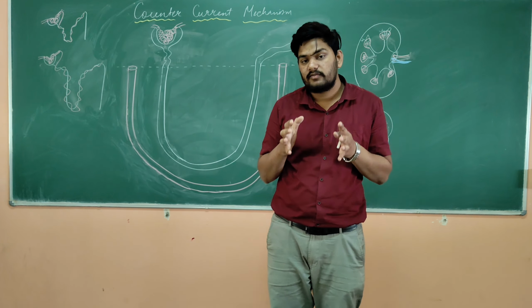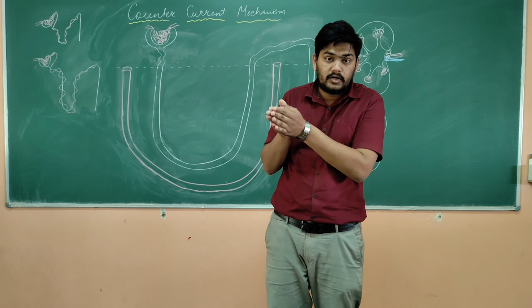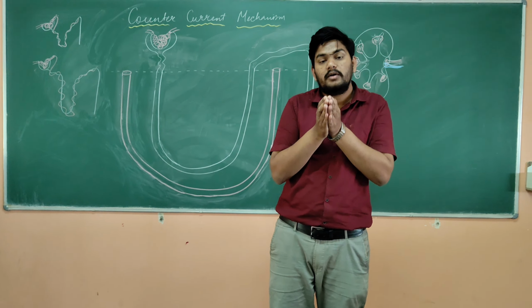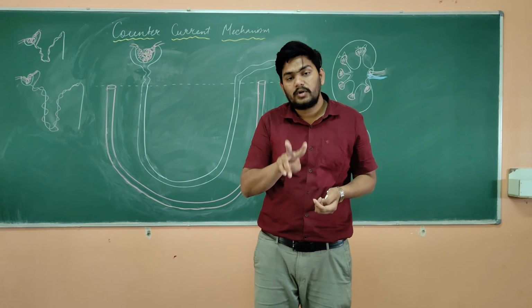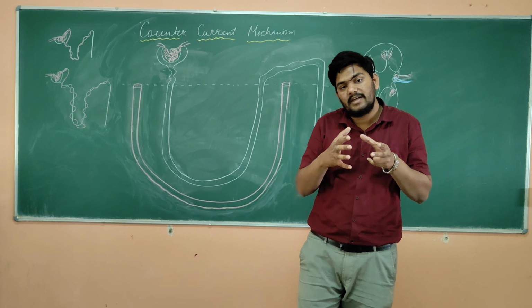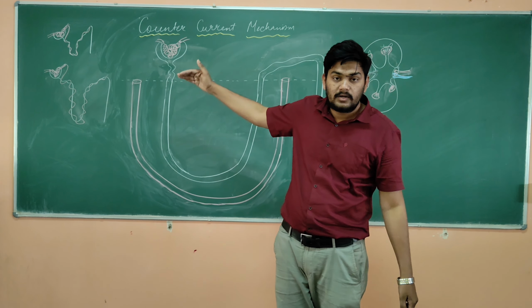There are certain nephrons. All of us know that the structural and functional unit of the kidney is the nephron, which is responsible for making urine. In our kidney, there are two types of nephrons: one is juxtamedullary and one is cortical. So first, let's go through the basic difference between juxtamedullary and cortical nephrons.